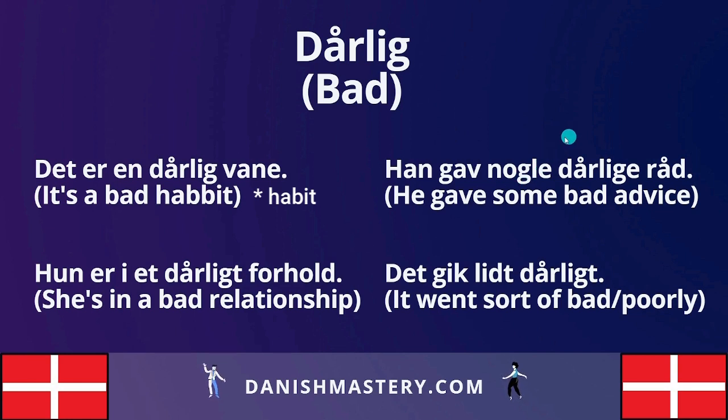Okay, and then we have this. Han gav nogle dårlige råd. He gave some bad advice. Now, råd is actually the same both in singular and plural, so that can be a bit confusing. But nogle, then you know it's plural. Like nogle, some, more than one. Nogle dårlige råd. Dårlige, the plural.